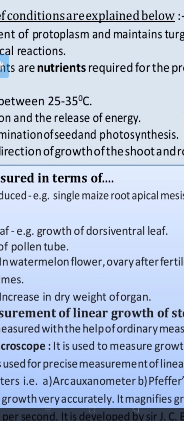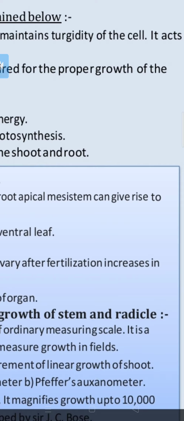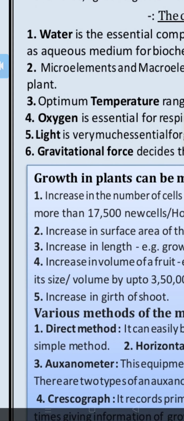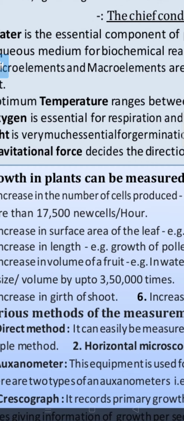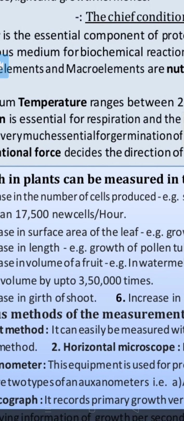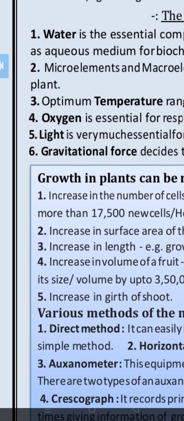Next one is increase in the volume of a fruit. Example, in a watermelon flower, the ovary after fertilization increases in its size and volume by up to 3,50,000 times. You know the baby watermelon is very small in size, but the ripened watermelon is much greater than the baby watermelon in size. So its ratio is up to 3,50,000 times.